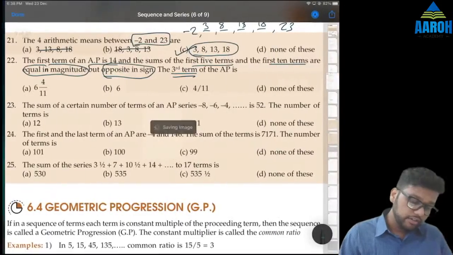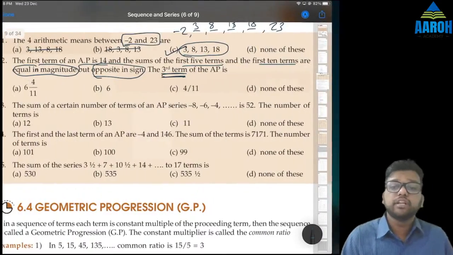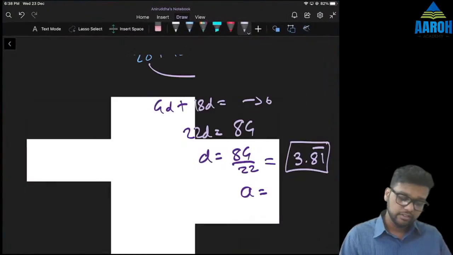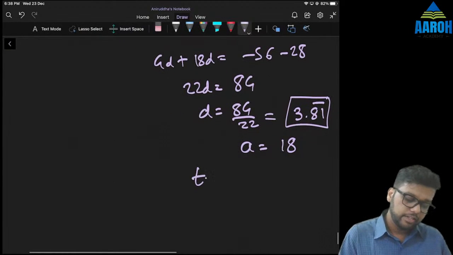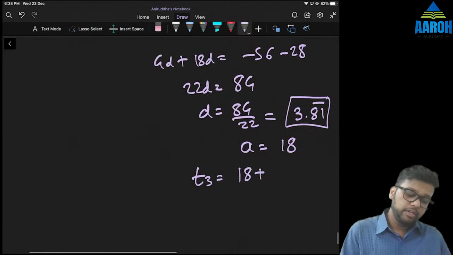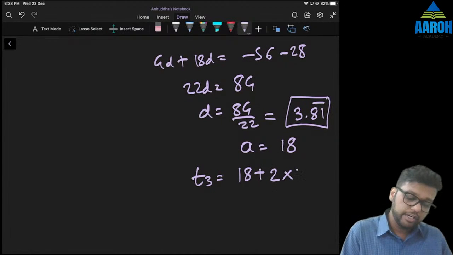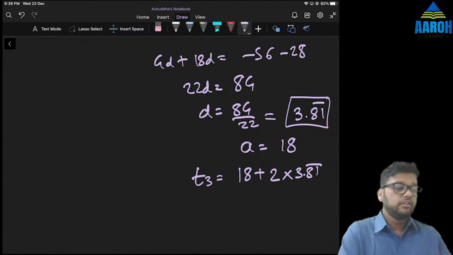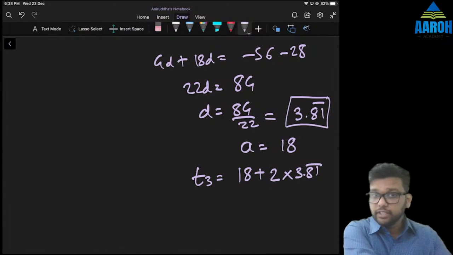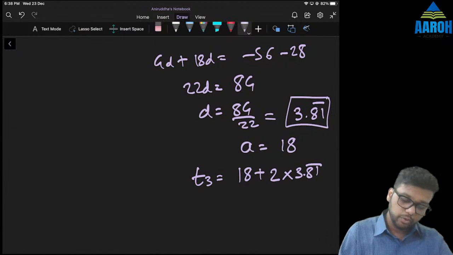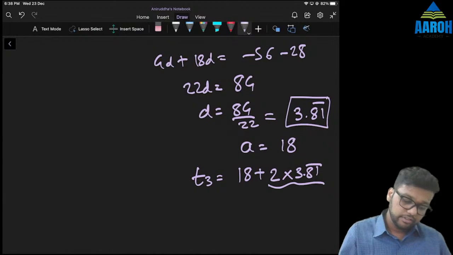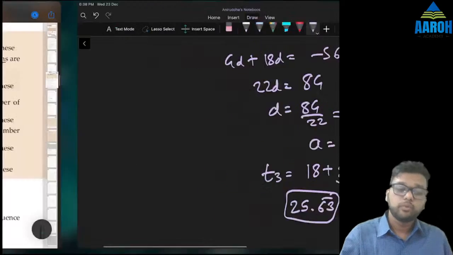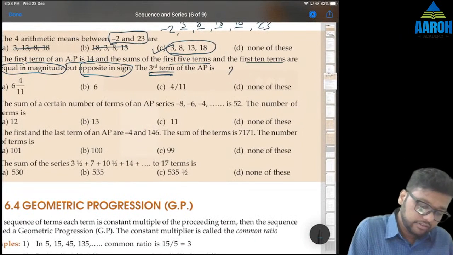We want the third term of this AP. Third term means T3. That is now easy because T3 will be a plus (n minus 1) into d, that is 2 into d. So 3.81818181 till the end into 2 plus 18. That should give us 25.63 recurring. 25.63 recurring is the answer.